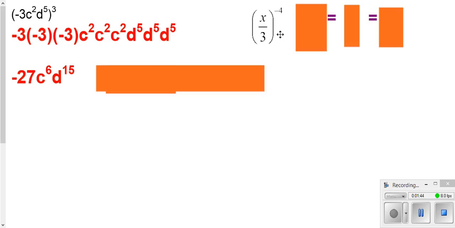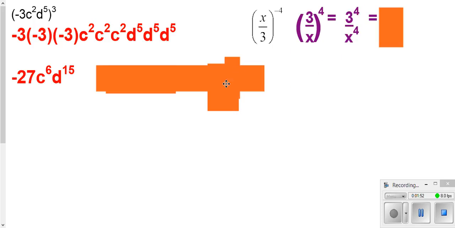This one here, you could just go ahead and flip the fraction upside down because the negative exponent applies to the whole fraction, and then apply the exponent to each one, and so we get 81 over x to the fourth. Now if you wanted, you could have applied the negative exponent to the top, negative exponent to the bottom, and then flipped it, and you would have had this here, and still would have got 81 over x to the fourth.